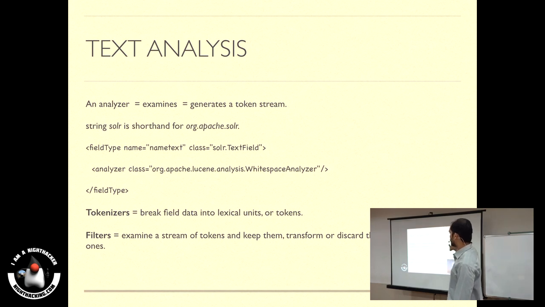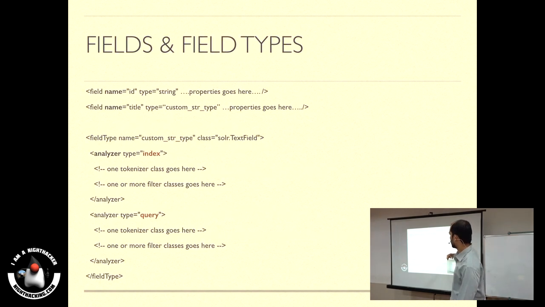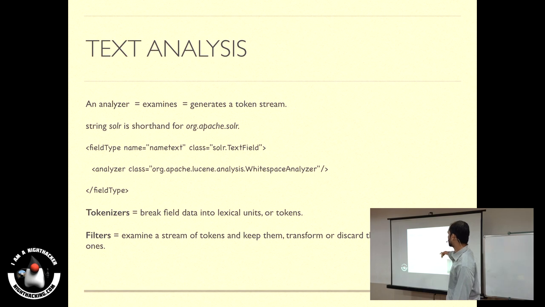Yeah, short notes on an example of an analyzer class. This is again a field type, a custom field type, where I am only specifying the analyzer. Here you can specify index and query analyzers and separate tokenization and filters. This is a very simple example where I am not separating definitions for indexing and searching, just one class.